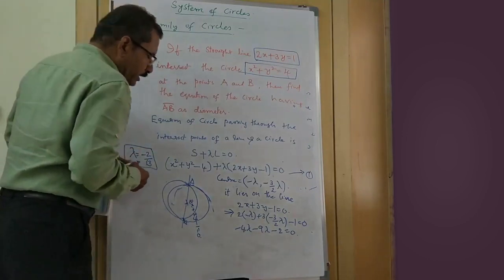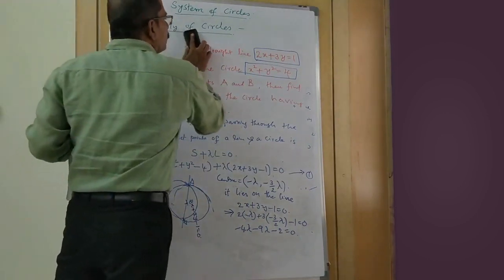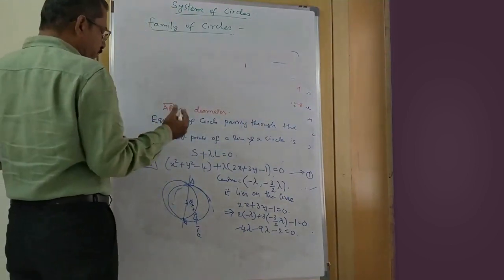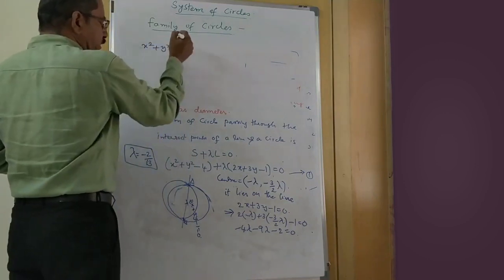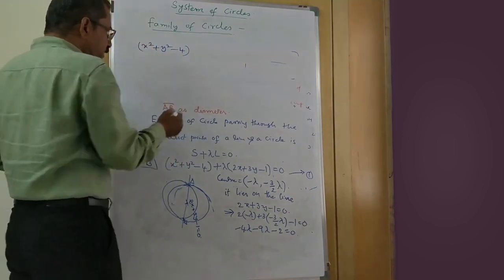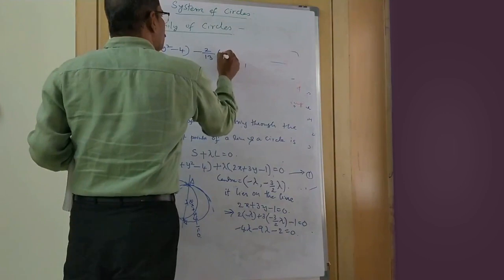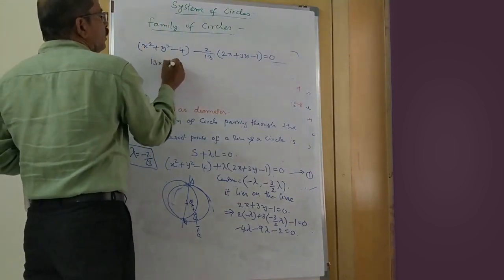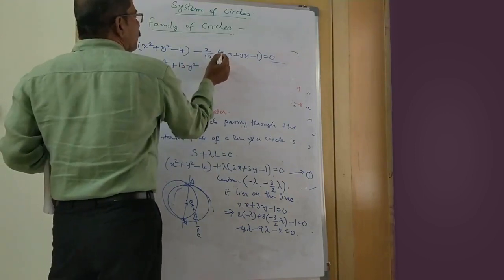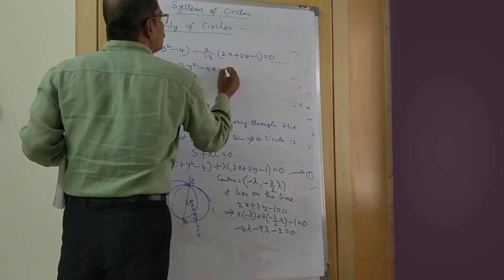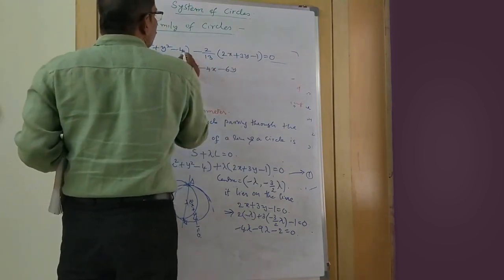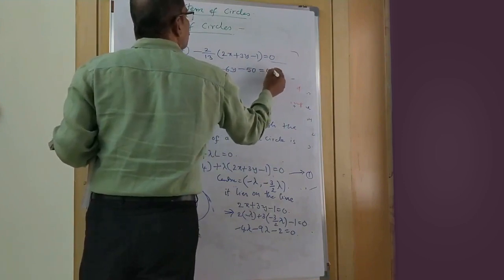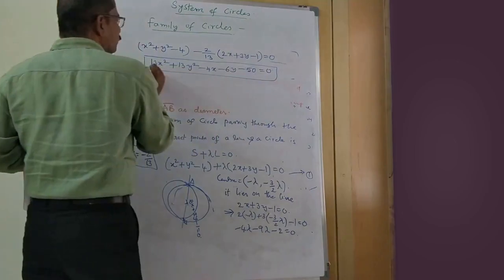What may it be? I want to write here, please see. x square plus y square minus 4 plus lambda, which is minus 2 by 13, into 2x plus 3y minus 1 is equal to 0 gives you 13x square plus 13y square, next minus 2 times 2 is 4x, minus 2 times 3 is 6y, and then the numbers are minus 52 and plus 2, which gives you minus 50, by 13 is equal to 0. 13 is cancelled. The required circle equation is this one. Is it?